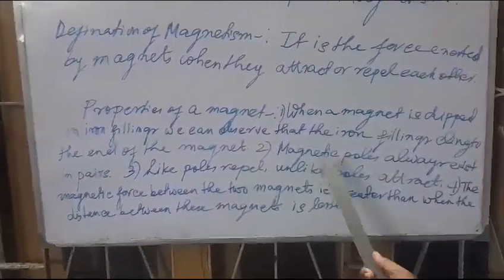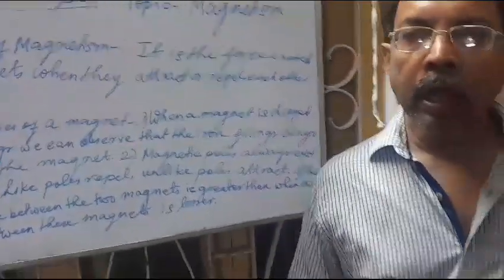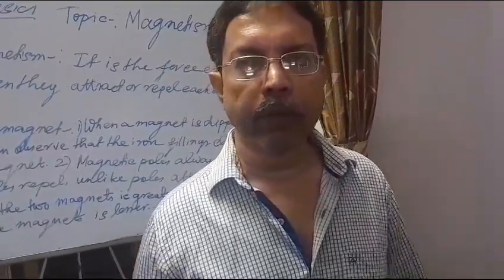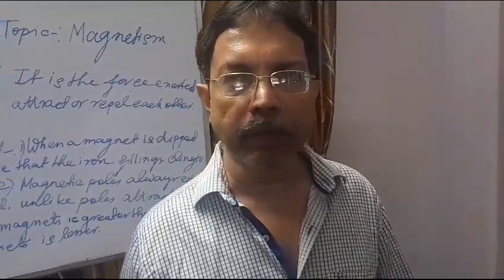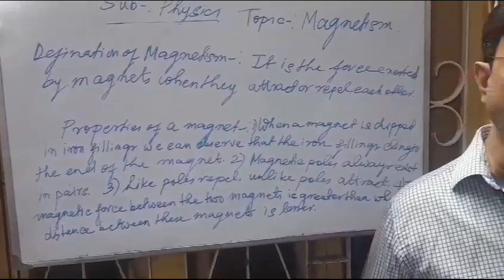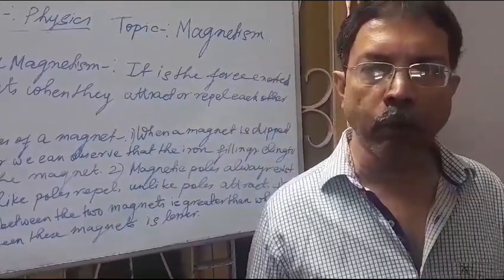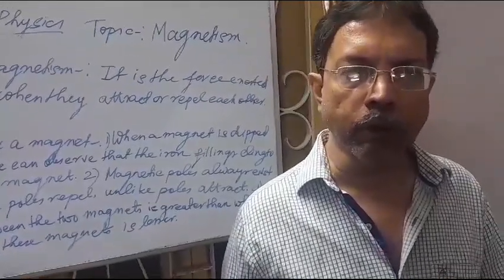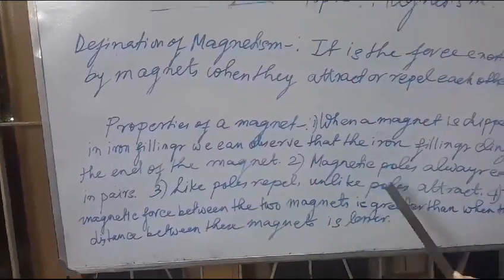Next point, magnetic poles always exist in pairs. If we take a bar magnet and cut it into several pieces, you always find two poles together. That means poles always occur in pairs, south pole and north pole. There are two poles in a magnet, south pole and north pole, but these two poles always occur in pairs. Next point: like poles repel, unlike poles attract.